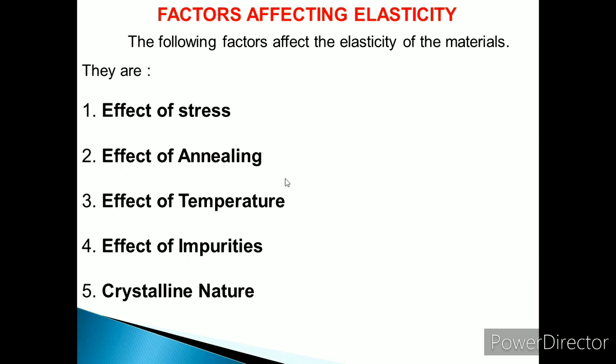That means the increase or decrease of elasticity depending upon the impurity added to the main one. That is the effect of impurities. The last one is crystalline nature. The elasticity also depends on the types of crystals. We know there are two types of crystals: one is a single crystal, another one is a polycrystal. For a single crystal, the elasticity is more. For a polycrystal material, the elasticity is less. In this way, we have to classify the factors affecting the elasticity of the materials.